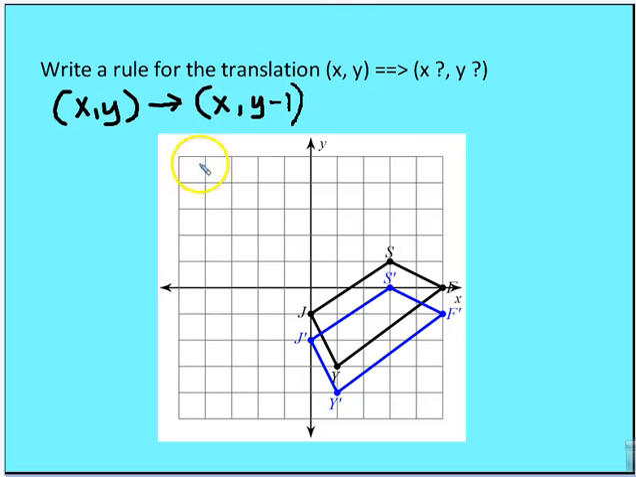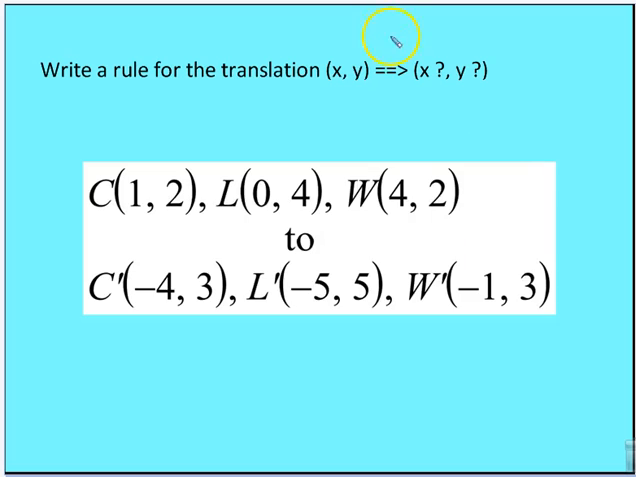All right, so the rule is, the x value stays the same from J to J prime, and then the y value, we're subtracting 1 for each. So remember, every single point on the figure is translated the same amount. Okay, next one. I want you to write a rule for this translation.